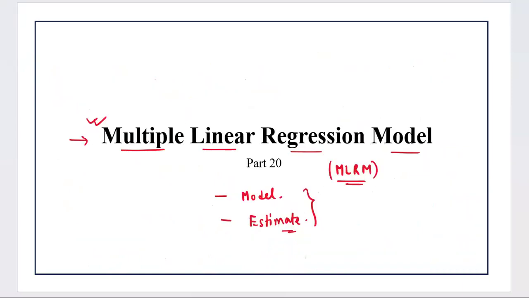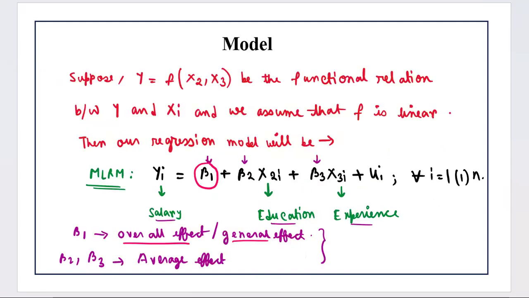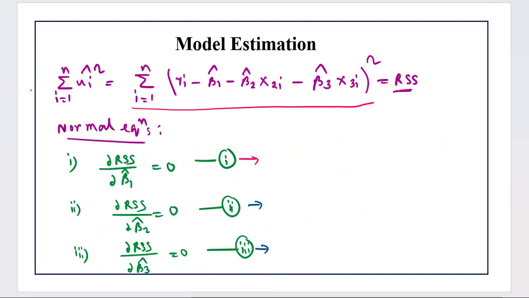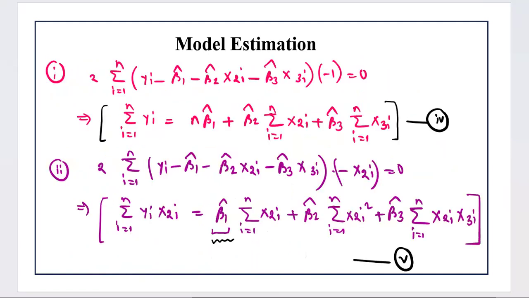in the MLRM scenario. So what we have done today: we have learned about the model, the structure of the model, and then we have gone into the estimation process. This is the model. And for estimating the model, we have to minimize the residual sum of squares, which we always do in the ordinary least squares method. So in residual, this is the residual we started off with. And then we found out what will be the normal equations. Since you have three parameters in your model, you have three normal equations. And these are the simplified version of the normal equations.